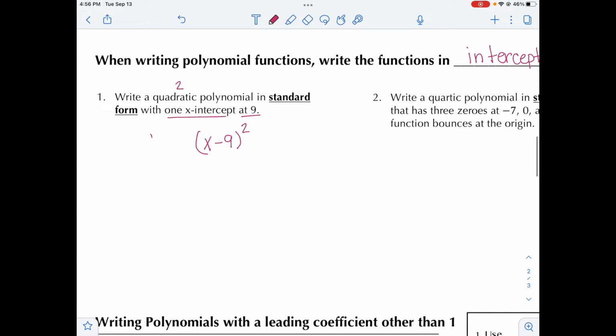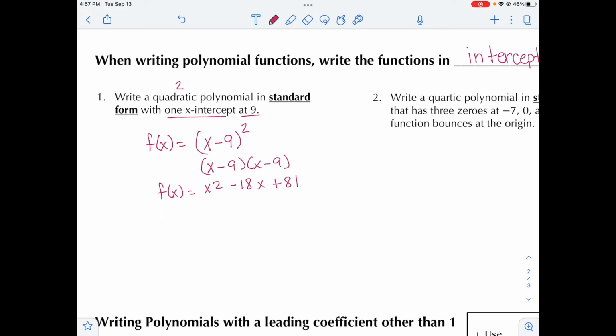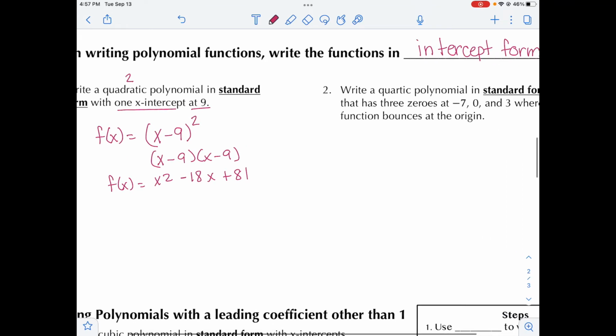Okay, so our function is f of x, and so if that was intercept form, we would be done. But it's not. We want to go to standard form. So that means we have to multiply these out. So x minus 9 times x minus 9. And when we do that, we get x squared. We're going to have a negative 9x and another negative 9x. So we end up with negative 18x and then a positive 81. So the f of x is equal to x squared minus 18x plus 81. That would be our final answer.